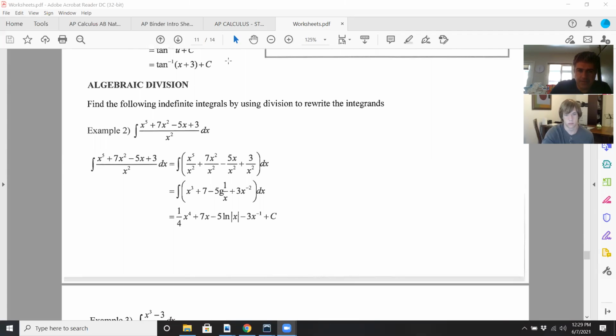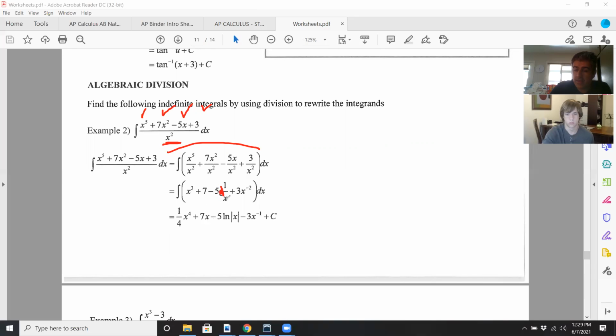Let's look over here. So you have a monomial denominator. Just divide each of these 4 terms by x squared. There you go. x^5 over x squared, 7x squared over x squared, 5x over x squared, 3 over x squared. Simplify: x cubed, 7, negative 5 over x, and that's a typo there, and 3 times x to the negative 2, and then just integrate. That's x^4 over 4, sorry, x^4 over 4, 7x.